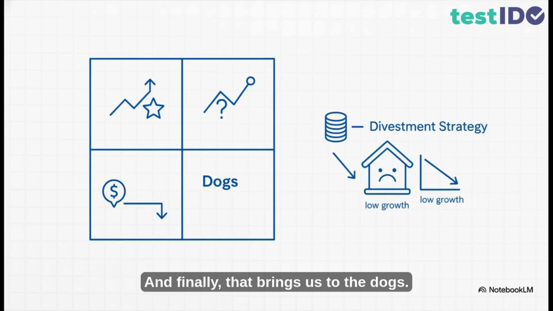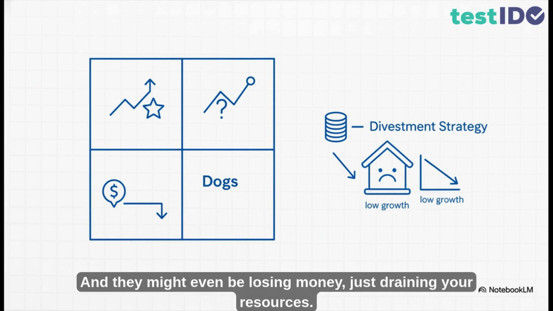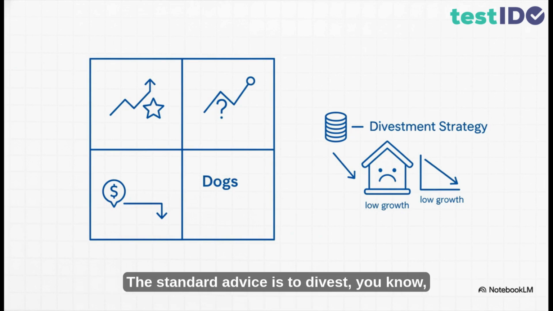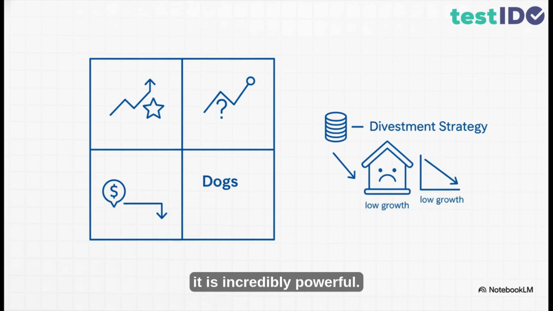And finally, that brings us to the dogs. Low market share in a low-growth market. I mean, these businesses just aren't going anywhere, and they might even be losing money, just draining your resources. The standard advice is to divest, sell them, or just liquidate them to free up that capital for something better. And look, it's a simple model, but for that big picture view, it is incredibly powerful.